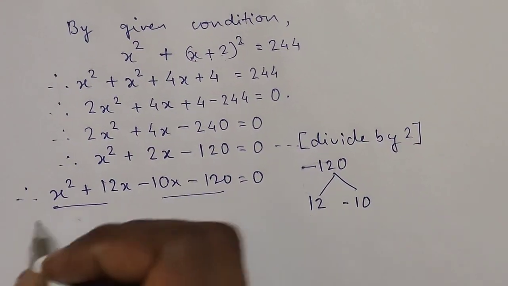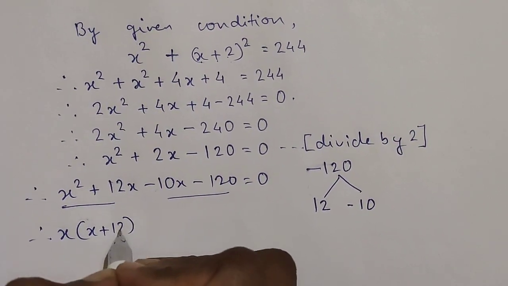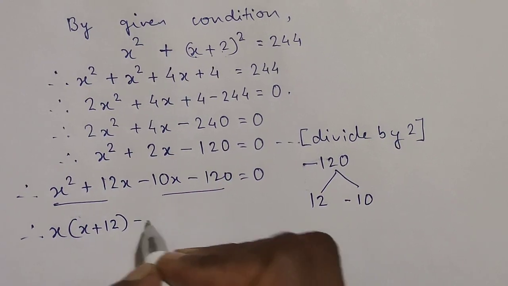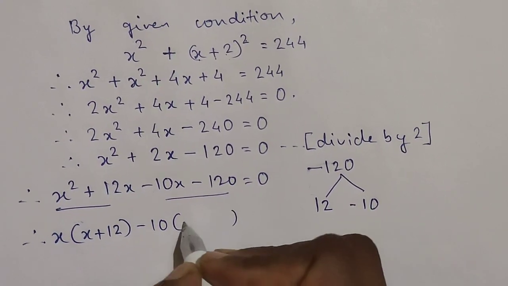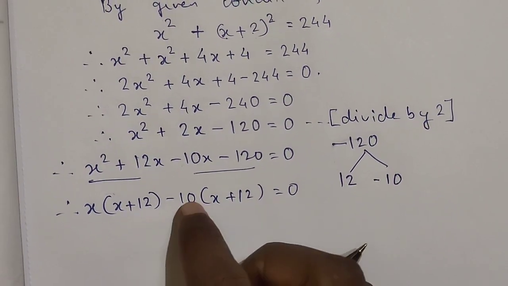Now make the pair of 2. What is common here? x. So here you are going to get x plus 12. Here minus 10 is common. Again the same thing, x plus 12. You can see 12 10 ja, so 10 12 ja.